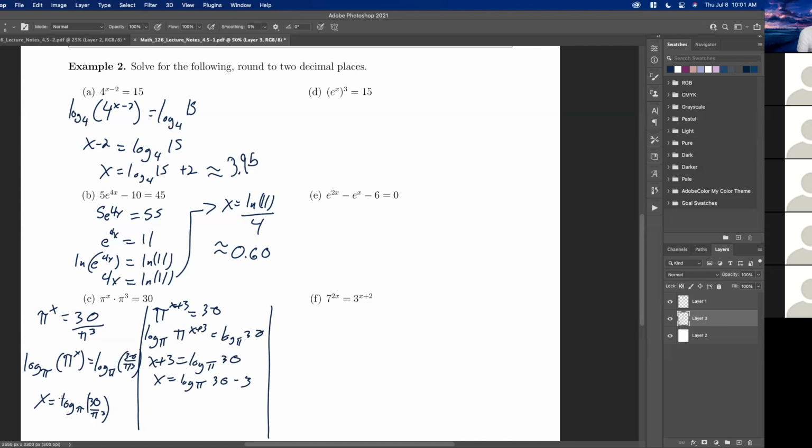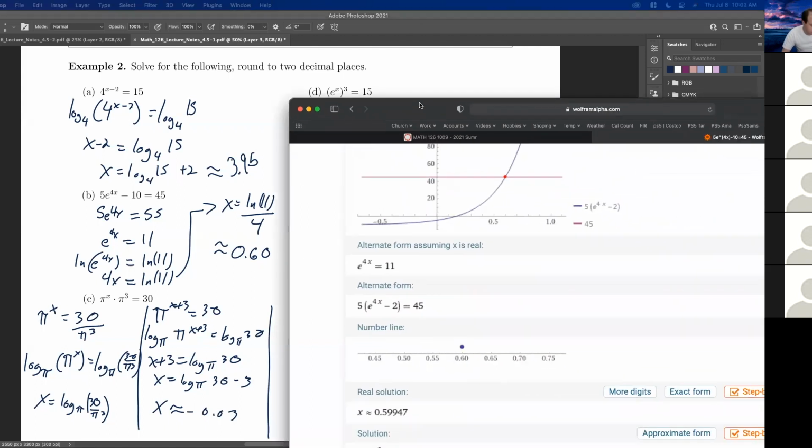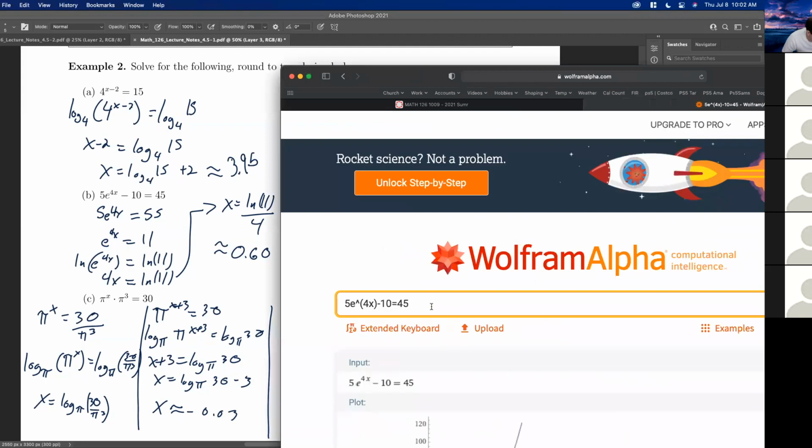All right, and I'm going to show you that these actually end up giving the same answer, which is approximately x is approximately 0.03. Okay. All right, so let's go ahead and plug this in.